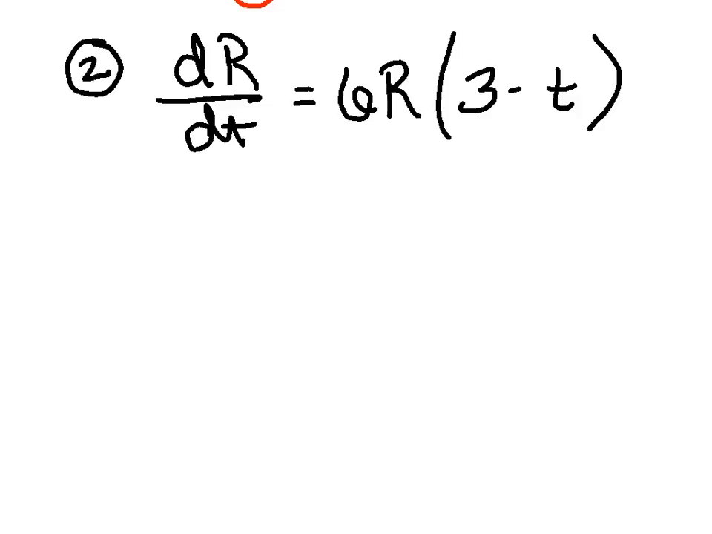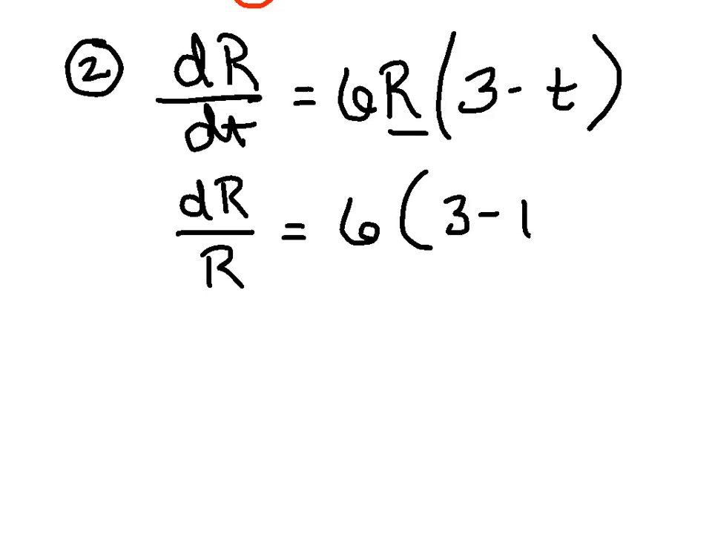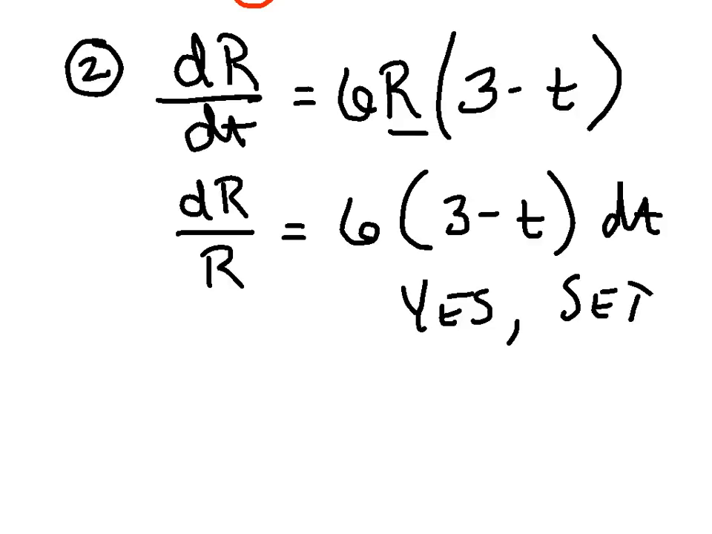So first things first, is it separable? I think I could divide this r over to the other side. I could leave the 6 there. I could leave the quantity 3 minus t there, and then multiply the dt over. So yes, this rascal is separable.